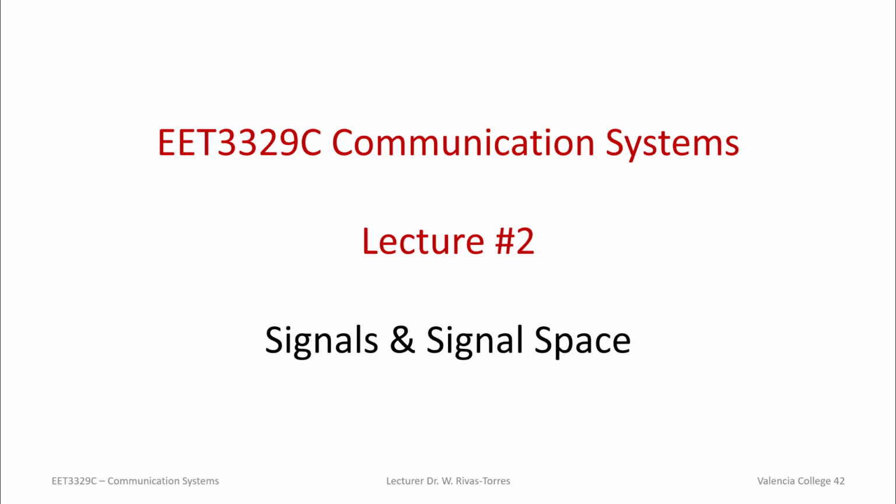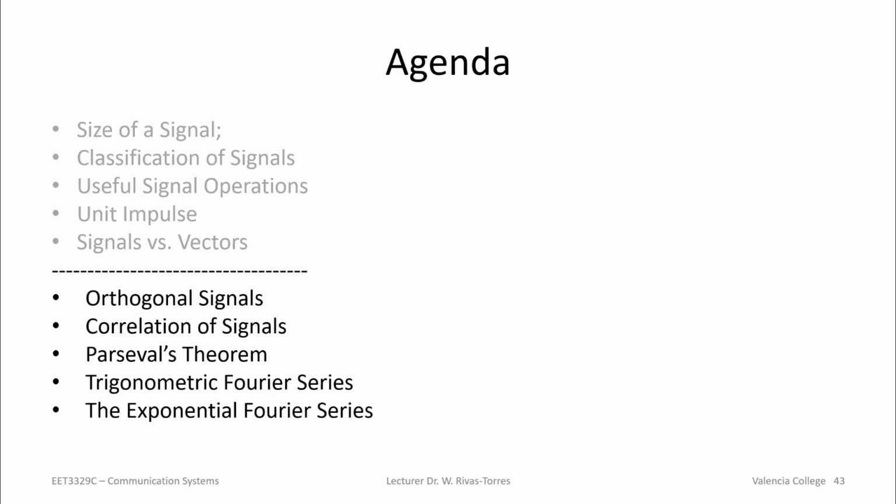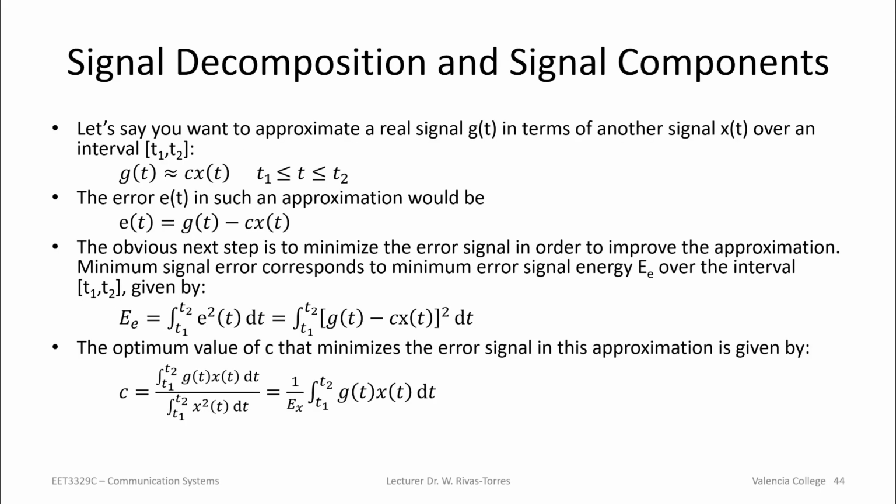Today we will continue Lecture 2, this is part 2 of Lecture 2, where we've been talking about signals and signal space. So I intend to cover the topics of orthogonal signals, correlation of signals, Parseval's theorem, and then trigonometric and exponential Fourier series today. Let's get started. So we first will talk about signal decomposition and signal components.